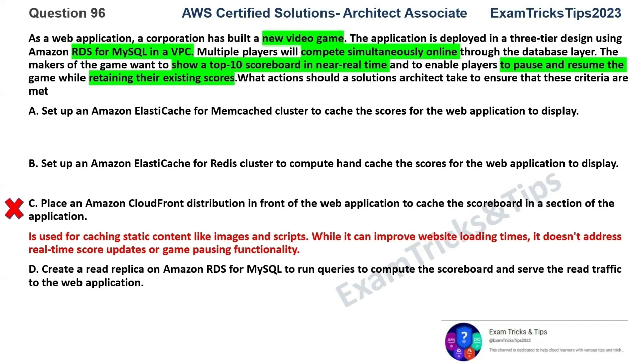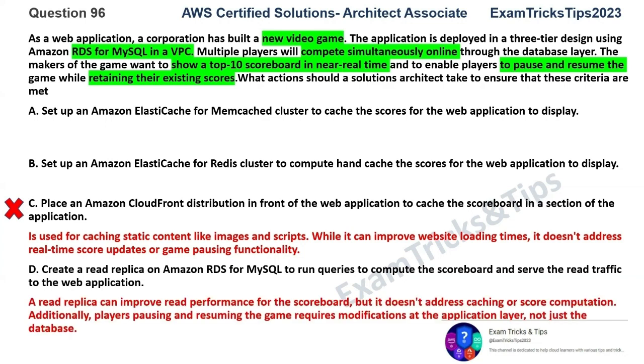And the second one, the read replica. Again, read replicas are a good solution when you're trying to separate a dynamic transactional load from a reporting load and minimize the load on the transactional side. That's when it is useful. It's definitely not useful where you need a very performant solution for scoreboard sorting, computation of the score, and the requirement around players pausing and resuming the game. So these two are wrong, and that leaves us with two options.